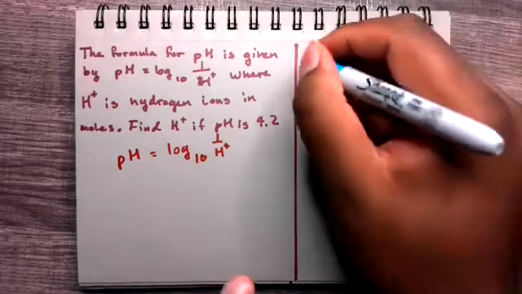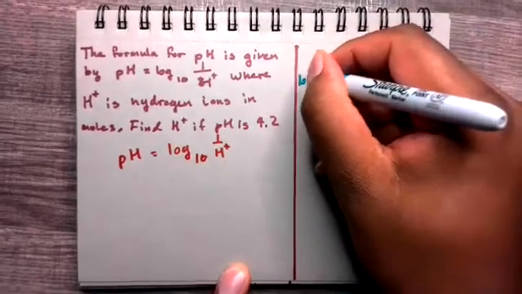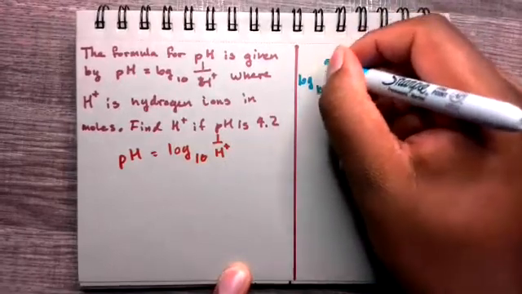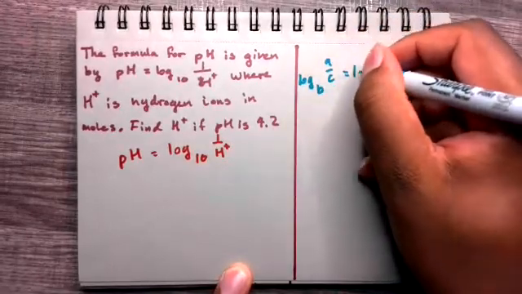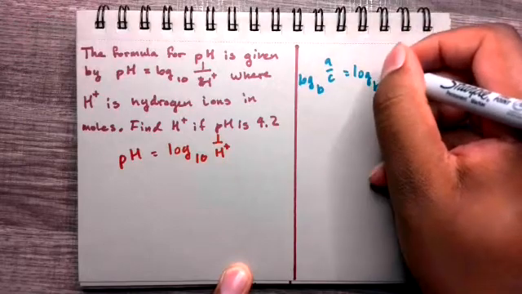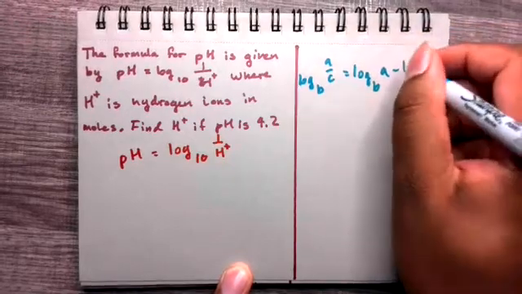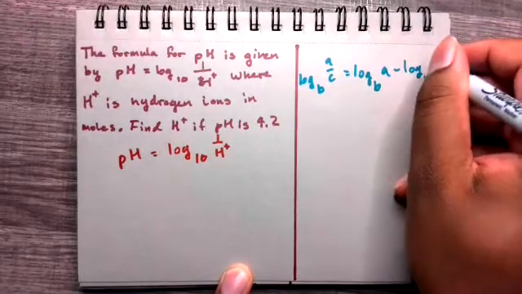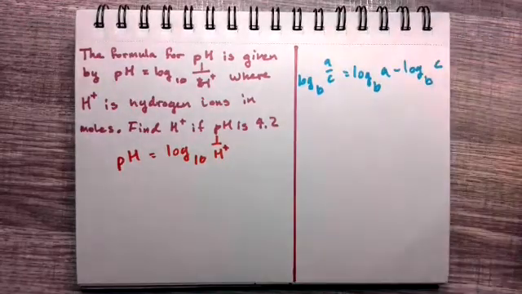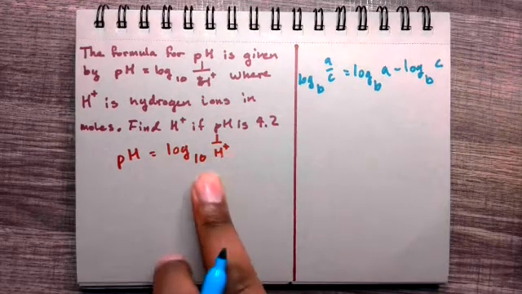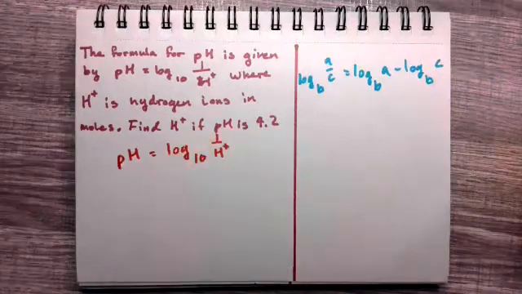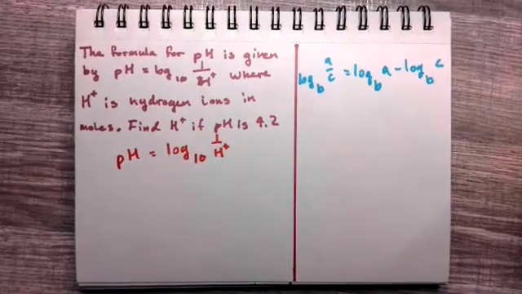Basically, it's this: if you have log base b of a over c, this is the same thing as log base b of a minus log base b of c. So in other words, the quotient rule: if you have one thing over the other, you subtract the log of the denominator from the log of the numerator. So what can I do? I can break this up, and I'm just going to go ahead and fill in the blanks here.